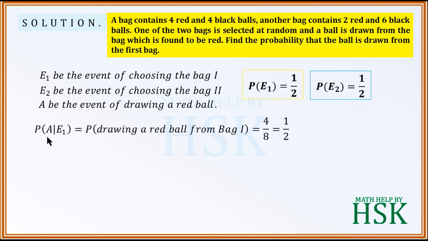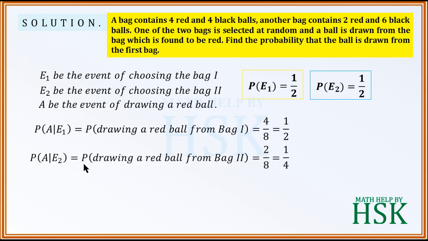Further, we can also write probability of A given E1 is equal to probability of drawing a red ball from the bag 1. So simply this means that probability of A given E1 actually means that we are simply drawing a ball from the bag 1 given that the bag 1 is being selected. So we have total number of balls equal to 8 and 4 red balls are there. So 4 favorable outcomes are there. So probability of A given E1 would be equal to 1 by 2.